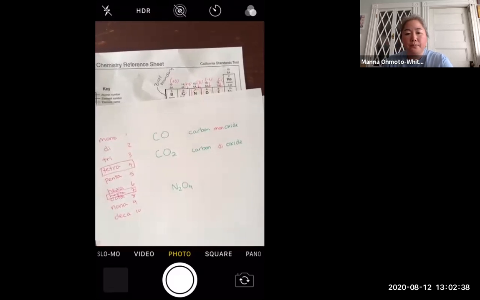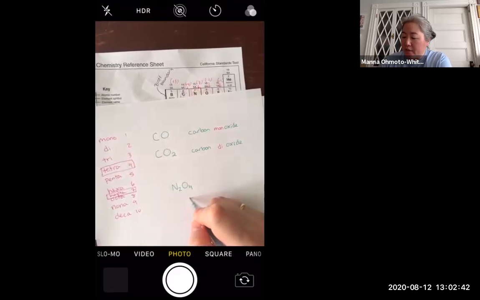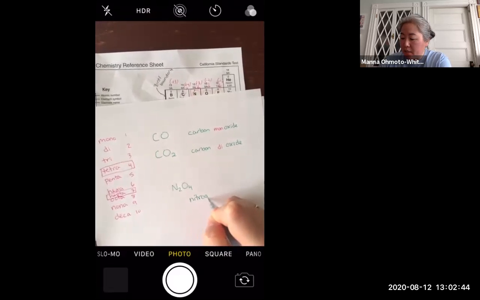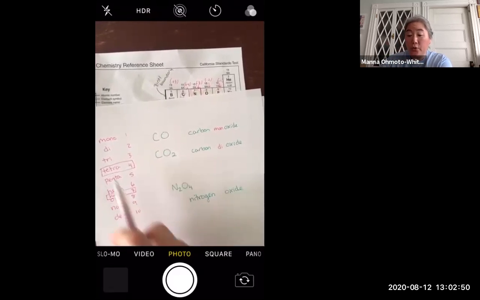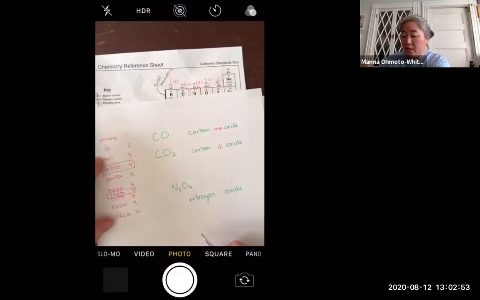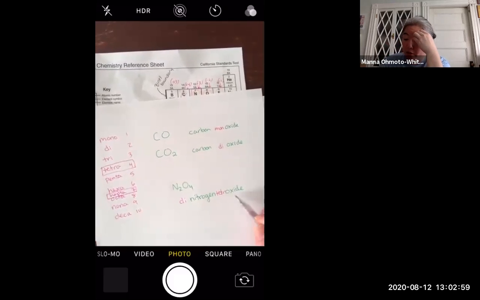N2O4. Again, for the naming, just write down the name of the first element, nitrogen, and then leave a space, oxide. If you look at your prefixes, this would be dinitrogen tetroxide. If there's a vowel here, we often just drop the vowel so it wouldn't be weird. You wouldn't want this to be tetraoxide or monoxide because that just sounds dorky.